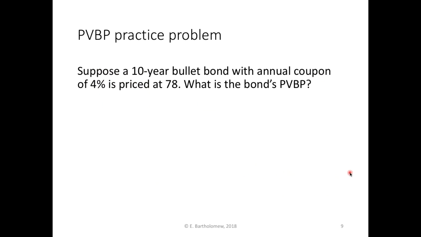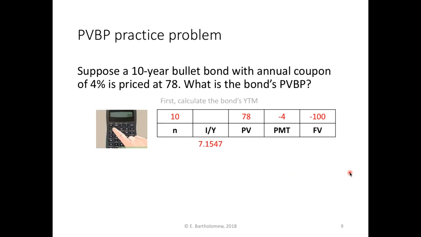Okay, so let's do a practice problem. So why don't you hit the pause and try this on your own. So we've got a 10-year bullet bond with an annual coupon of 4%, priced at 78. And so using the method, if you remember it, try to calculate the PVBP.